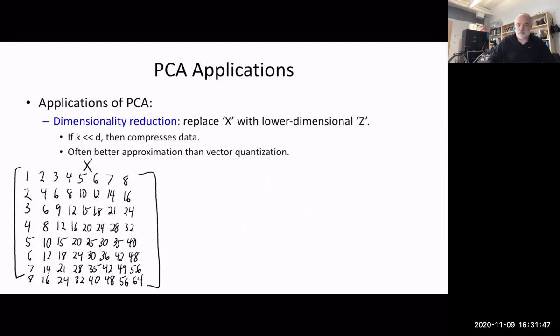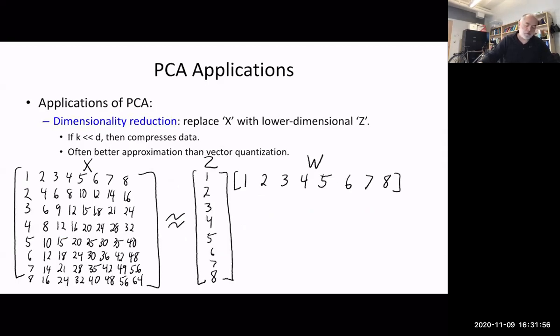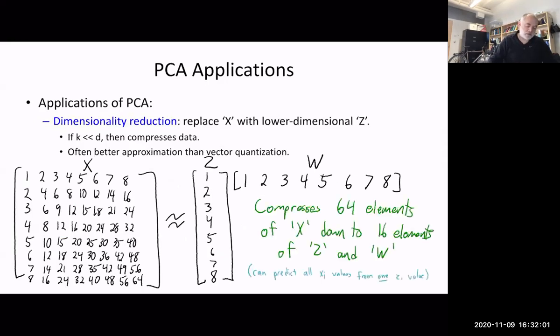So just to give you a really trivial, kind of silly example, if we have this data matrix X, we know that we can make it exactly equal to Z times W. And the critical part is that the original X is 64 elements. And with this particular choice of Z and W, with 16 elements, you can predict all of X with perfect precision and many fewer parameters. Okay.